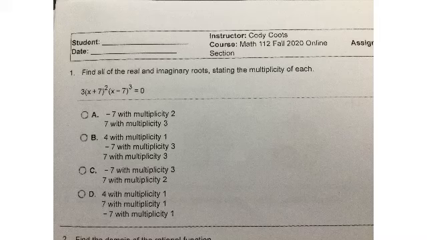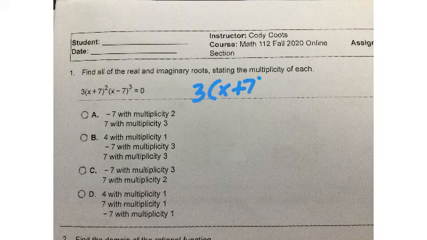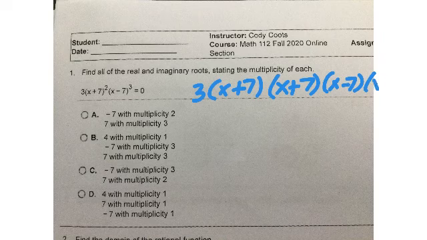Okay, and so number 1, it's already factored for me. So 3 times x plus 7 squared times x minus 7 cubed. You don't have to write this down, but let's just think about what that means. This would be x plus 7 times x plus 7 because it's squared. And the x minus 7 cubed means that's going to be a factor 3 times.